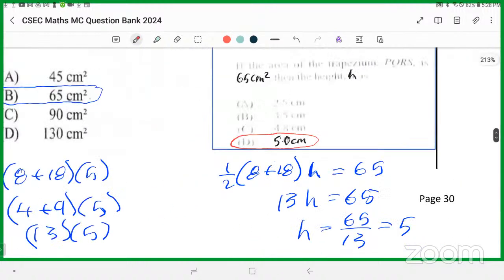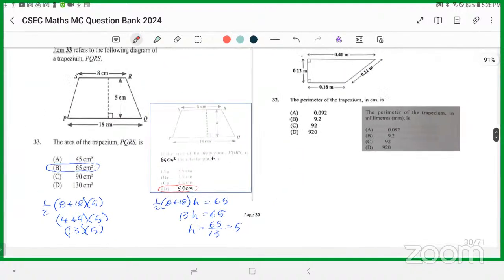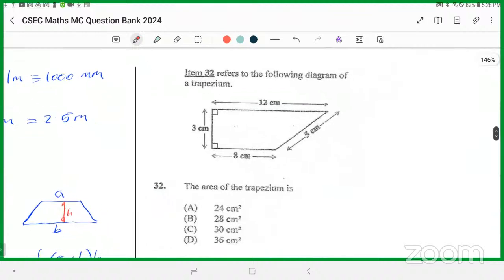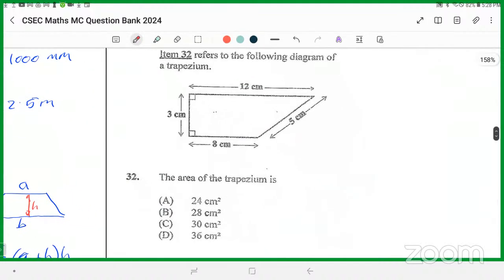All right, other trapezium questions are here. Here's another one. This one gives us that diagram and it asks us for the area again. So you can't use this as a height. The height you want is the perpendicular height, the perpendicular distance between the parallel sides. These are the parallel sides.